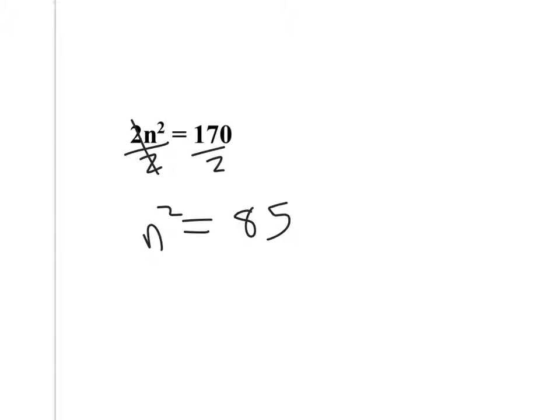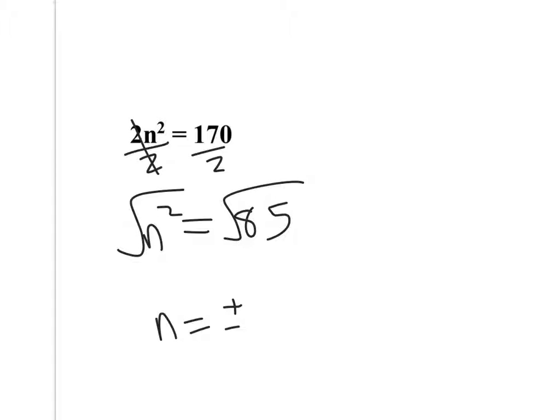Now I have n squared by itself. How do I get n squared to be n? What do we do? Square root. I put a radical sign on both sides. So this is going to give me plus or minus, and I figure out what the square root of 85 is.